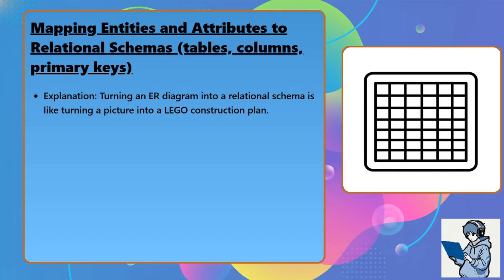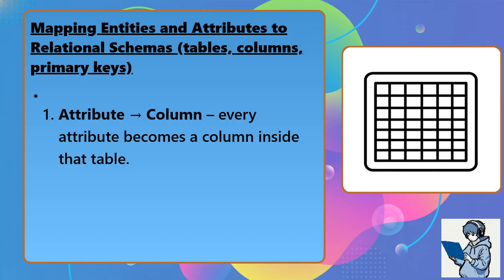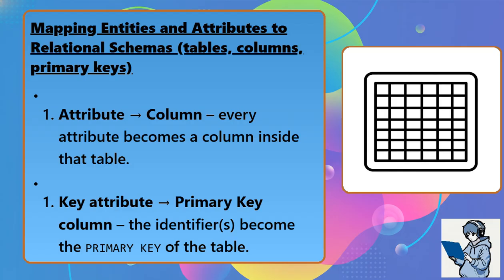Explanation. Turning an ER diagram into a relational schema is like turning a picture into a LEGO construction plan. 1. Entity maps to table, each rectangle becomes a table. Example: student maps to table student. 2. Attribute maps to column. Every attribute becomes a column inside that table. 3. Key attribute maps to primary key column. The identifiers become the primary key of the table.